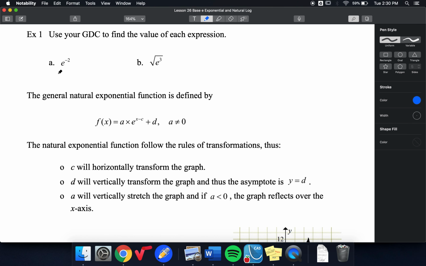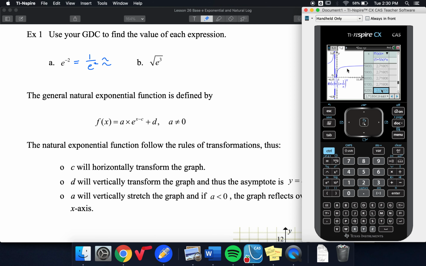So let's think about evaluating this. e to the negative 2, I know that's 1 over e squared. That's going to be approximately, so let's go over here, and then let's work that out. So 1 divided by, my e to the x is down here, so 1 divided by e squared. And then if I want my approximation, I'm going to say Control Enter and get about 0.135.